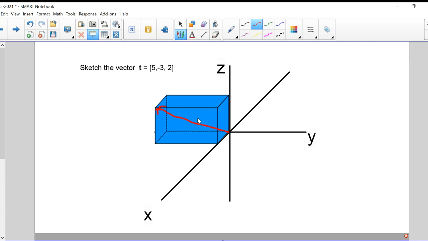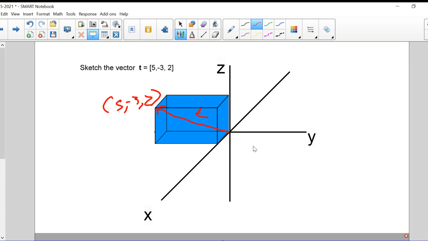I'm going to call that the vector T, and I'm going to call this point right here 5, minus 3, 2. So what I'm trying to do is show you that this point in space is 5 forward along the x-axis, it's minus 3 along the y-axis, and it's 2 up along the z-axis. That's the far corner. It's always the far corner when you have all 3 of these here. Okay, so 5, minus 3, 2.